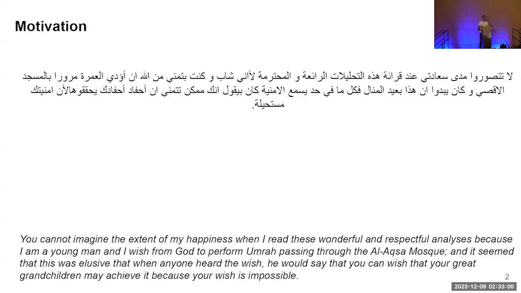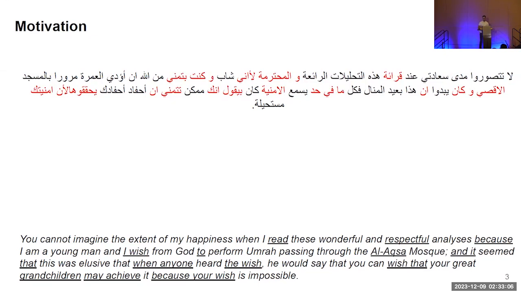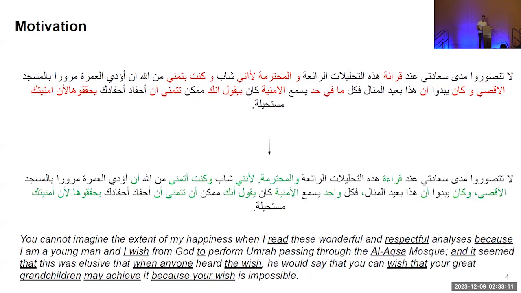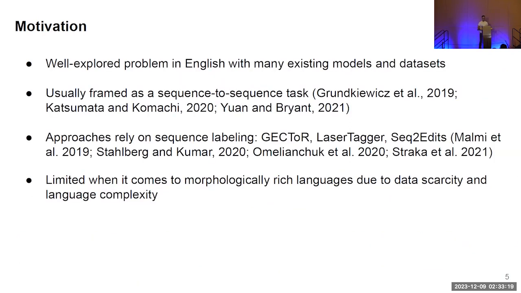So the task of grammatical error correction, or GEC, starts off by locating the errors in a given input text and then correcting these errors. The errors could be grammatical, lexical, and even involve punctuation. GEC is a well-explored problem in English with many existing models, datasets, and shared tasks. It's typically framed as a sequence-to-sequence problem, with recent approaches relying on sequence labeling to improve efficiency. So we have models like GECToR, LaserTagger, and Seq2Edits.